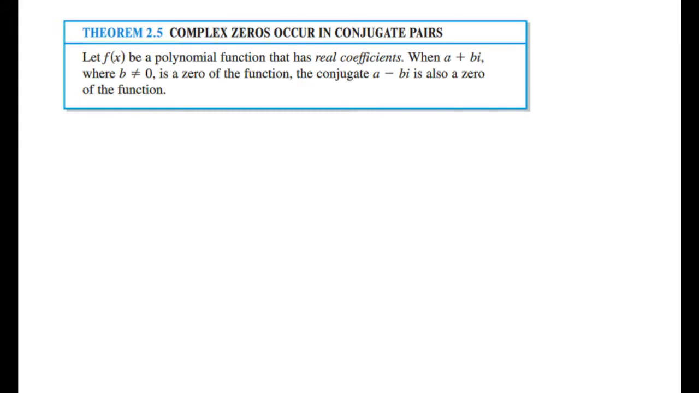And finally we have one other helpful tidbit of information: complex zeros occur in conjugate pairs. What that means is if I know that a plus bi is a zero of f of x, then I'm automatically guaranteed that a minus bi is also a zero. So if you've got a polynomial with real coefficients, and it has complex zeros, they always come in twos, and they come in conjugates. So let's put these two theorems to use here.